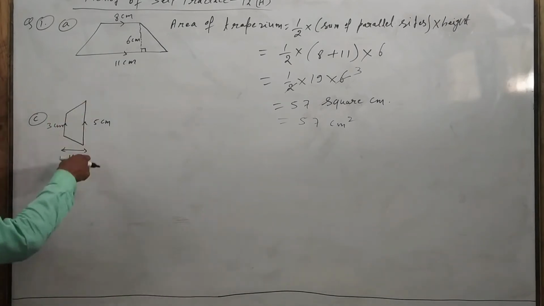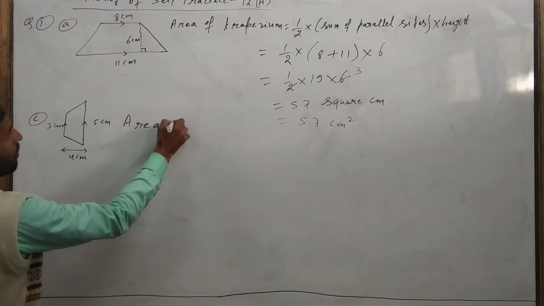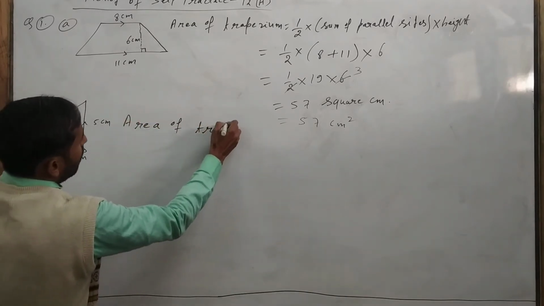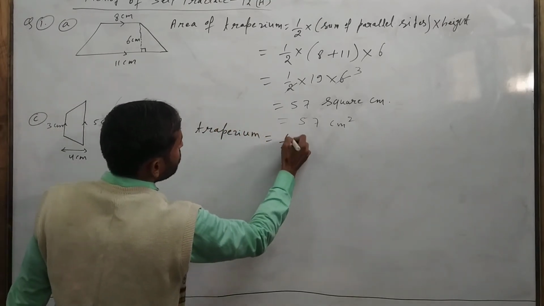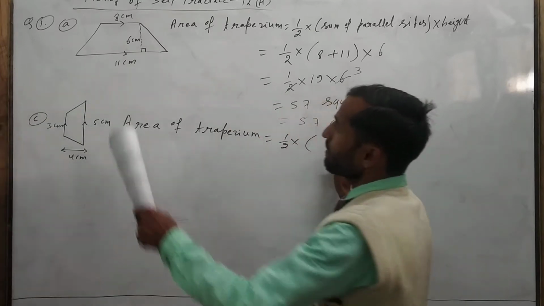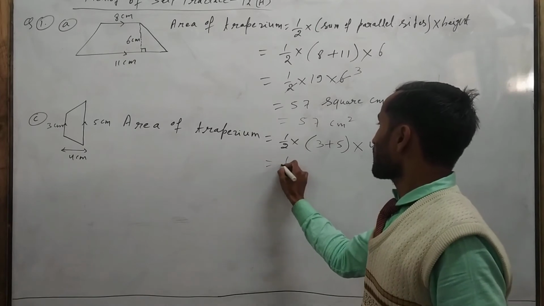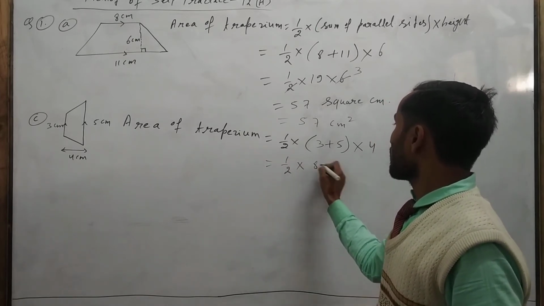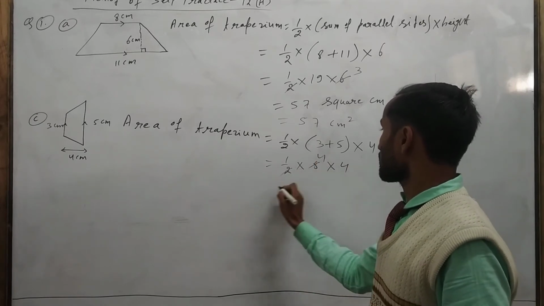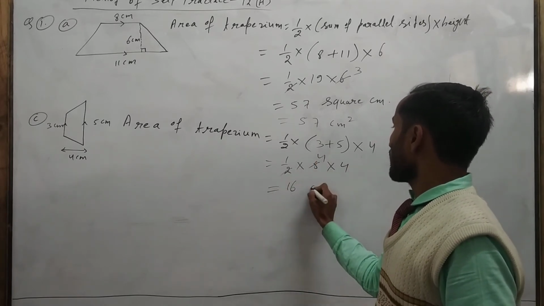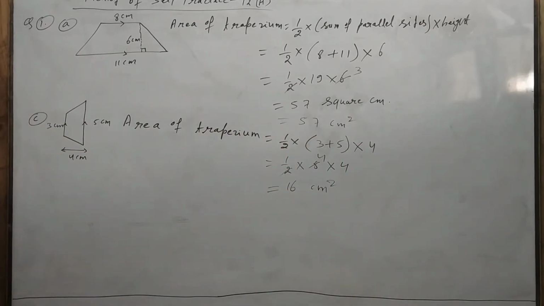Here this one is the parallel side given and this one is the height given. So again we will use the formula: area of trapezium is equal to half into sum of parallel sides into height. Okay, so half into parallel sides, given 3 and 5, so 3 plus 5, and height is 4. After we add 3 plus 5 it will become 8 into 4. Now we will cancel out 4, just 16. So it will come 16 square centimeter. Okay, this is the final answer.